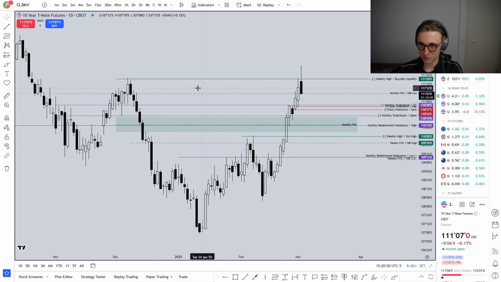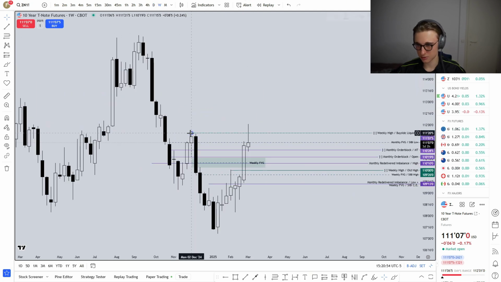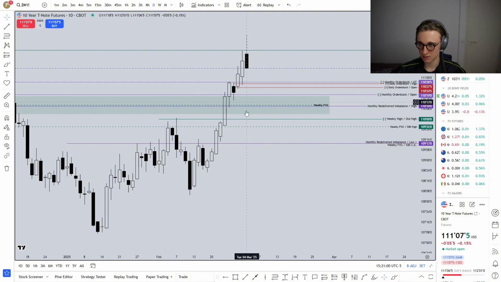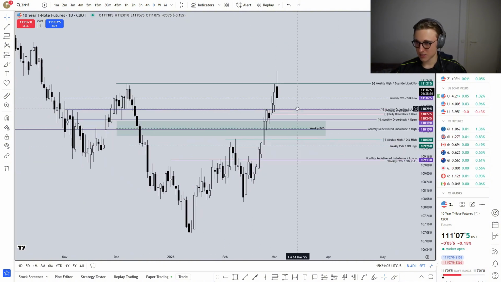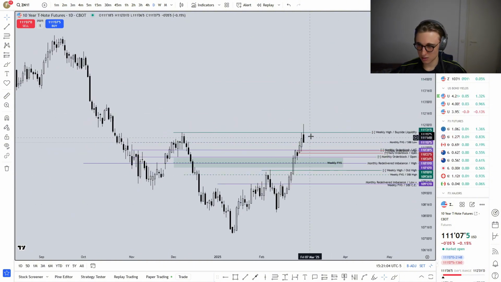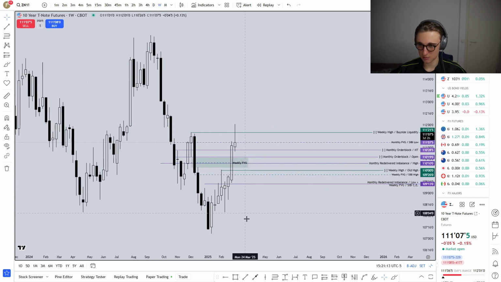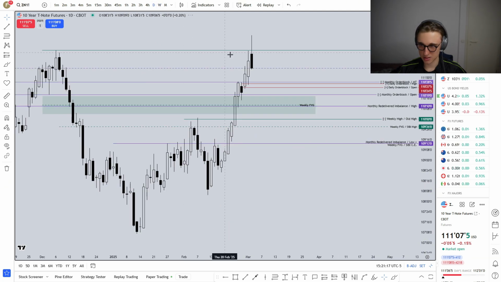T-note futures rallied up into the buy side liquidity. We hit our target as well, traded into the bearish order block, and now we're seeing a rejection. The question is, was this all a run also on a larger scale evaluation by speculation? And the question is if we're going to run back lower after the stop run. This is the key question.